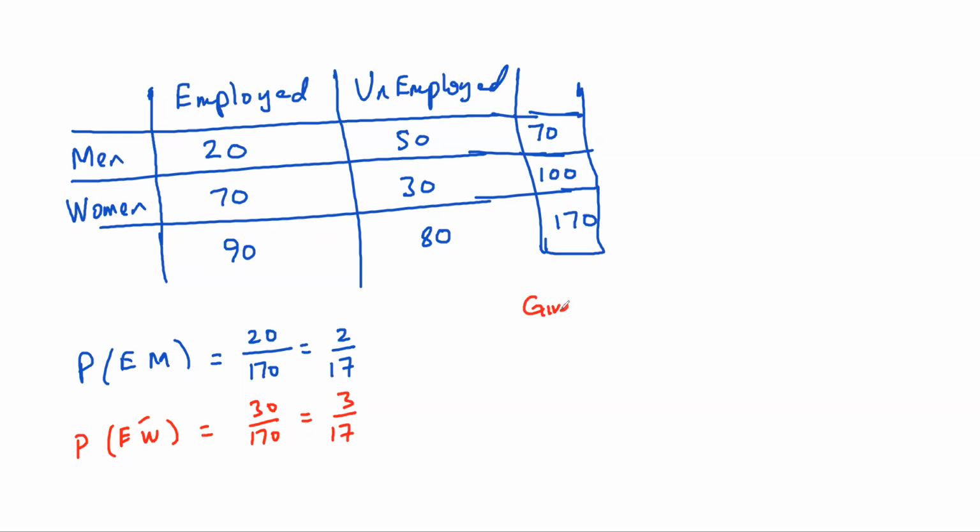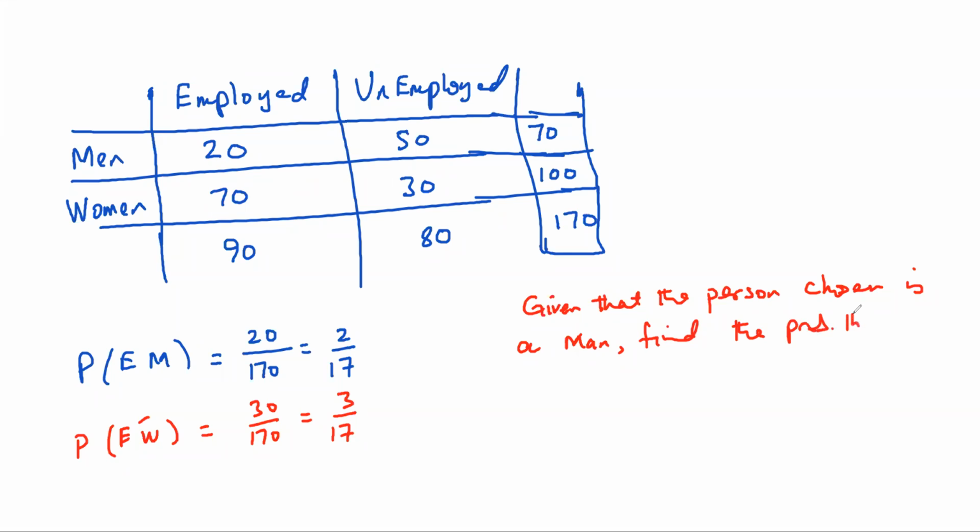Given that the person chosen is a man, find the probability that he is employed. Okay? So the question is, given that the person chosen is a man, find the probability that he is employed. Now that is the question.